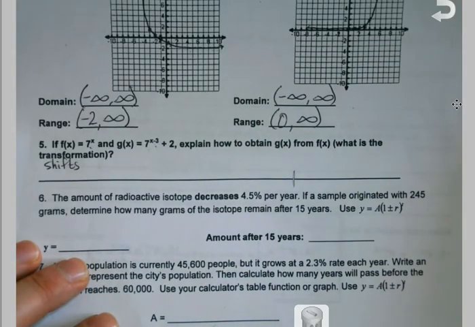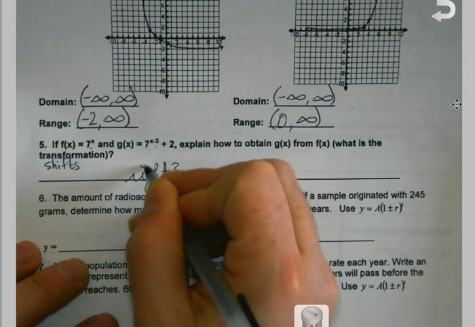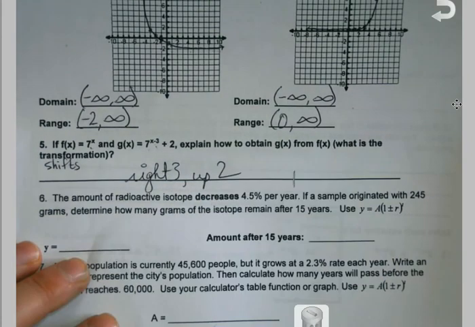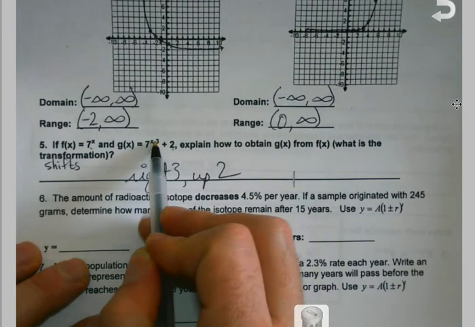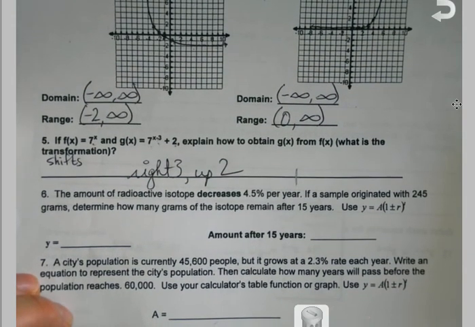Go for it. Right 3 and up 2. That's what we're looking for. Up or down on the end, left or right's coming up there in your exponent. But that's all I'm asking for.